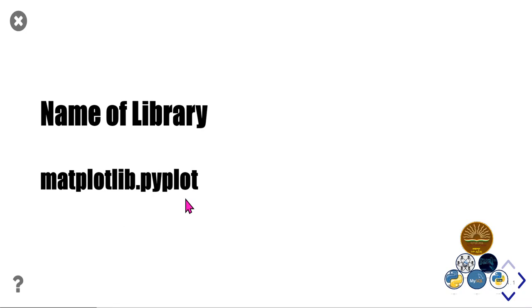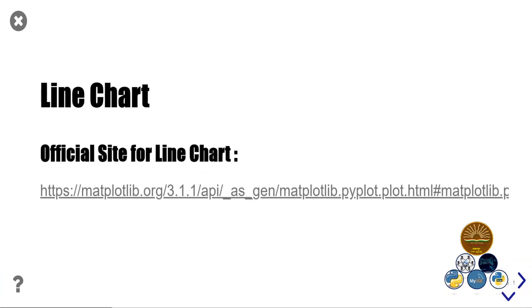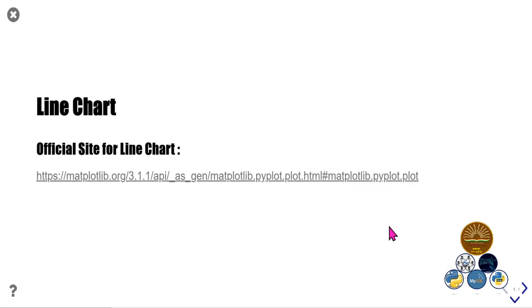In this matplotlib.pyplot, there are many functions and many types of charts, and every day a new chart or a new function is being added. But our main concentration will be on only three charts: line chart, pie chart and bar chart. So our focus will be on these three topics. This is the official website of matplotlib. If any of you are interested, you can visit this website. In this you will get various types of line charts and other things, maybe many advanced things if somebody is interested.